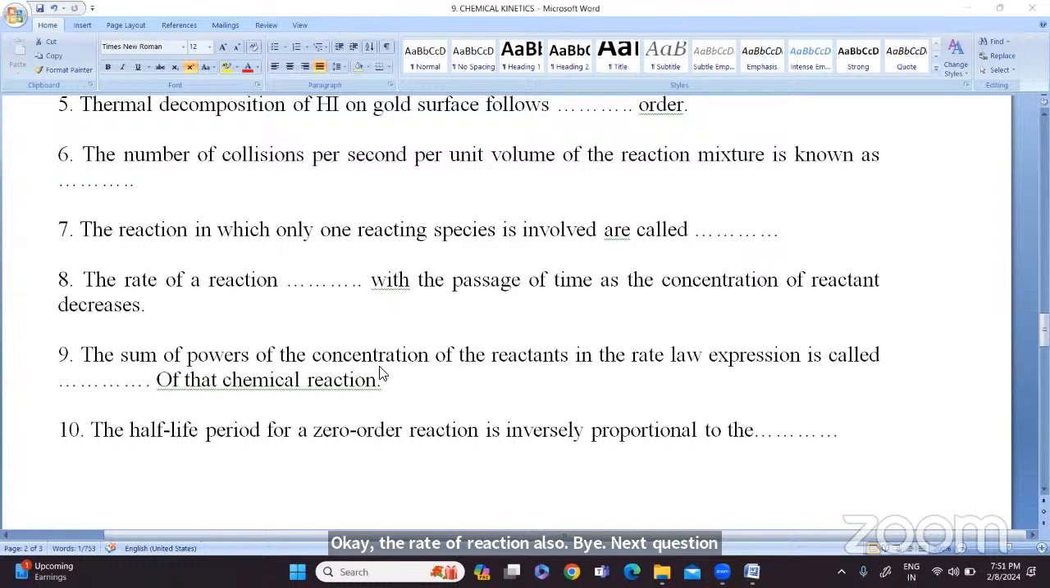Next question. The sum of powers of the concentration of the reactants in the rate law expression is called dash of that chemical reaction.